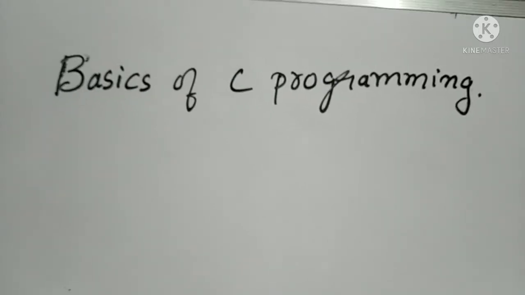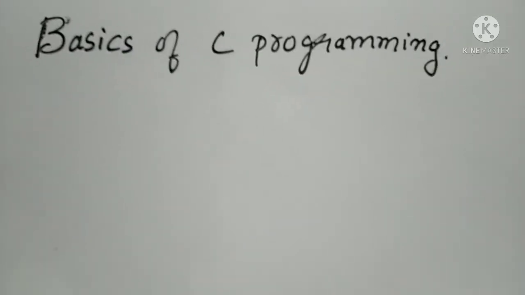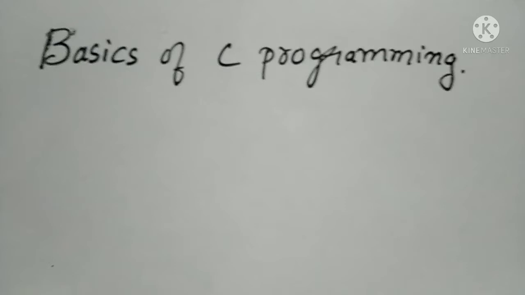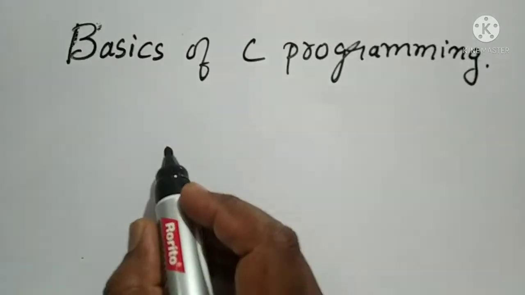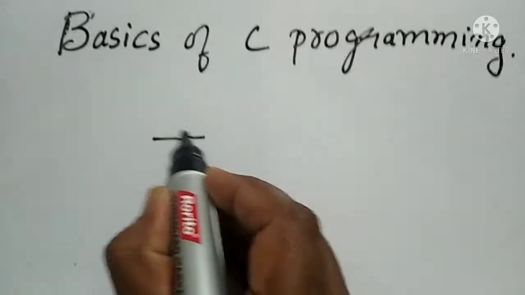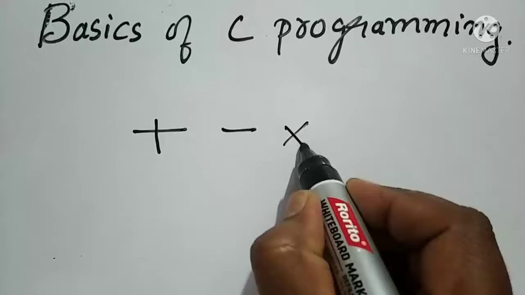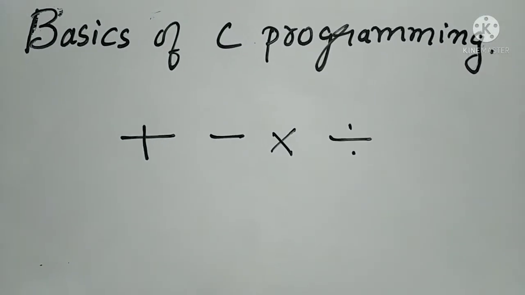If you want to study any programming language, we have to know some of the main constructs. We have four arithmetic operators: addition, subtraction, multiplication and division. These are the four basic arithmetic operations.